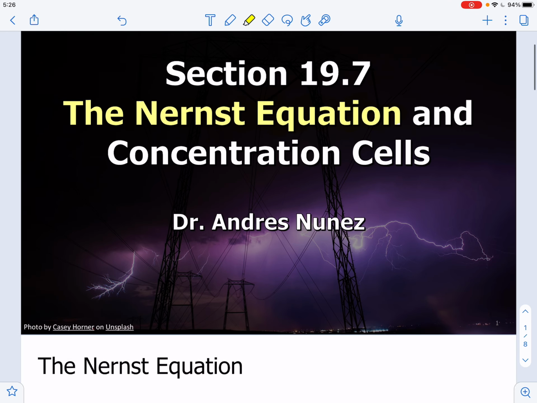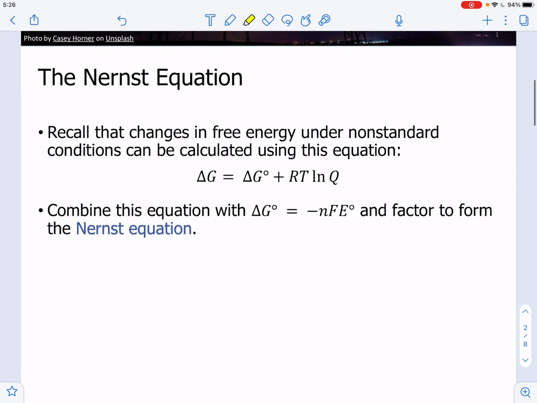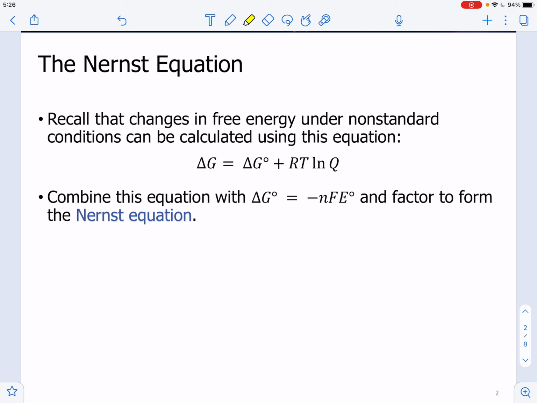So the Nernst equation is simply an equation that we can use to calculate the potential for any given electrochemical cell under conditions that are different from standard. So up to this point we've been working with standard potentials, but that implies that we've been working at concentrations that are 1 molar, 1 atmosphere of pressure, and temperature 298. We're going to keep working at 298 Kelvin for that matter.